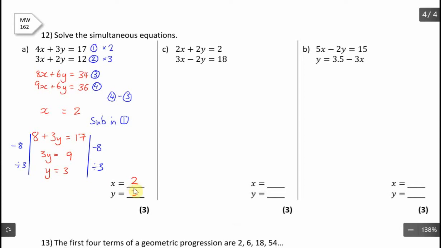Remember, you can go back and substitute those back into both of the first equations and just check that they give you those two answers. Easy way to see whether you've been right or wrong.